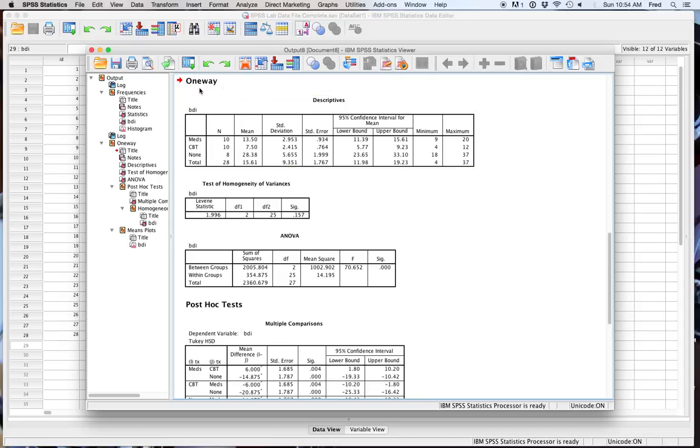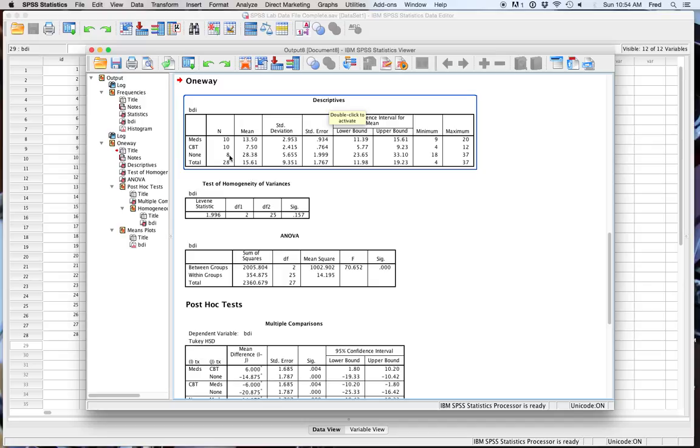So you see in this first table of our one-way ANOVA, this is where it provides that table of descriptives that I asked for. So we have the medication group, we have the CBT, the cognitive behavioral therapy group. This is a talking therapy for depressed patients. And then we have the no treatment control group. We see that there were 10 subjects in each of the therapy groups and only 8 in the control group.